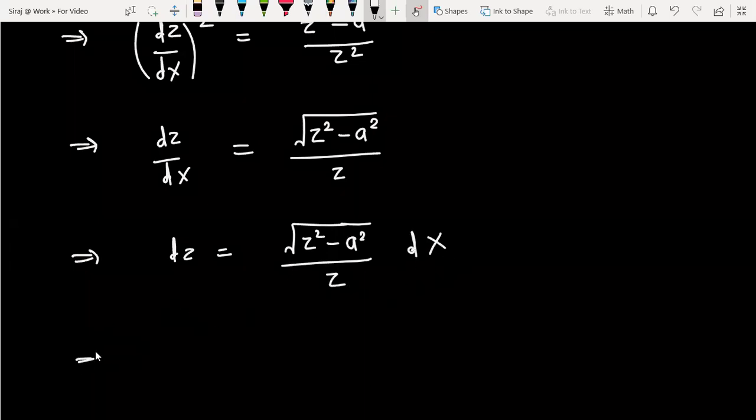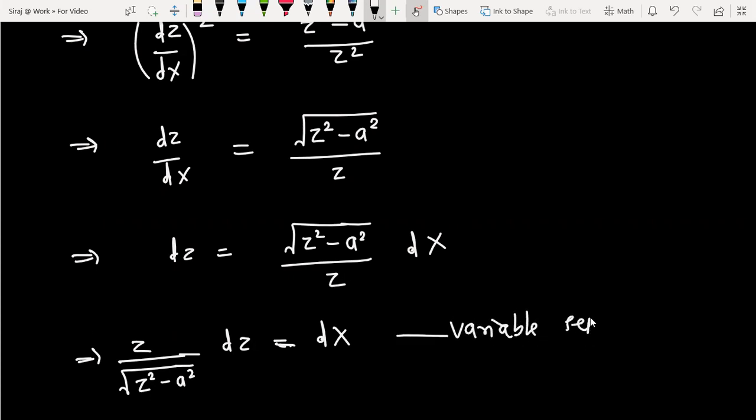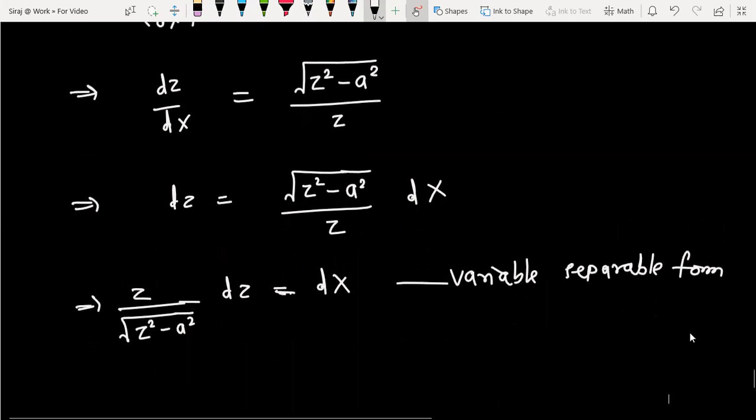बट dx के साथ तो सिर्फ x की टर्म हमें चाहिए थी, तो ये जो z की टर्म राइट हैंड साइड पे प्रेजेंट है उसे लेफ्ट साइड पे लेकर आ जाओ. It will become z upon square root of z square minus a square dz, it is equal to remaining term, जो प्रेजेंट है यहाँ पे on right hand side, it is only dx, and now it is converted to variable separable form. And after getting variable separable form, we know that we have to integrate this equation. So integrate it.